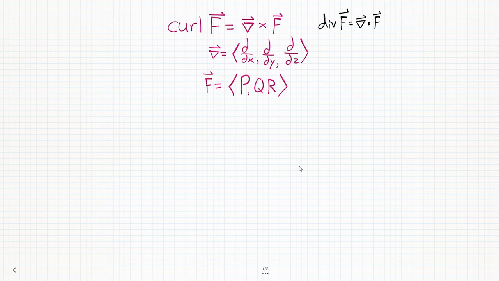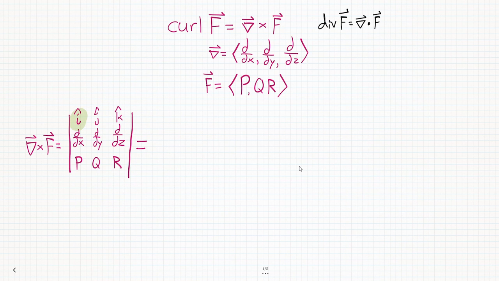So the curl of this vector field will be these two vectors crossed together. Remember, to find the cross product of two vectors, you have to find the determinant of a matrix. The top row of the matrix are the three unit vectors i, j, and k. Then the middle row is the first vector that you're going to cross, so that's del. And the bottom row is the last vector that you're going to cross, so that's our vector field f.